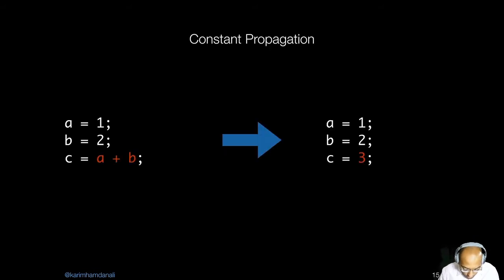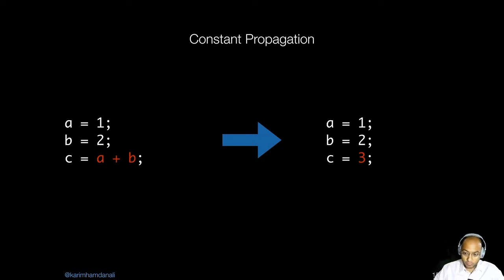So what are some sample analyses that we can see in this course or in practice? Some of those sample analyses, I briefly talked about in the first lecture, but I'm just going to go over a few of them again. The first example here is constant propagation.